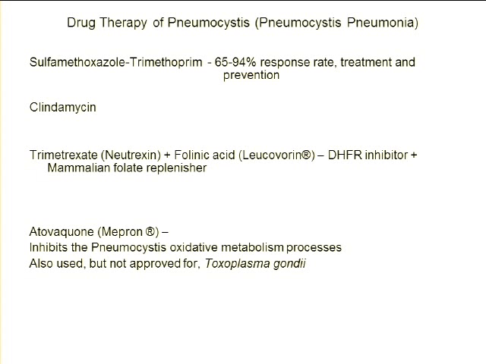So when it's given to humans, it's given with folinic acid, which is a mammalian folate replenisher. Folinic acid will replenish the mammalian cells' folic acid, but folinic acid cannot get into the Pneumocystis organism. So it's going to selectively replenish the folic acid in the mammalian cell without replenishing the Pneumocystis folic acid. So you get a DHFR inhibitor and then a mammalian folate replenisher in combination.